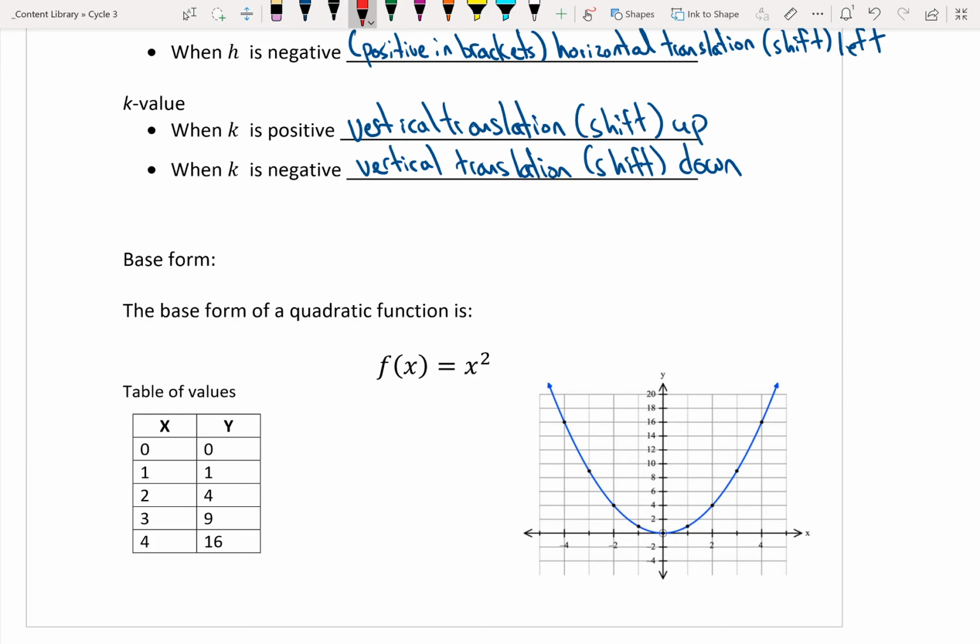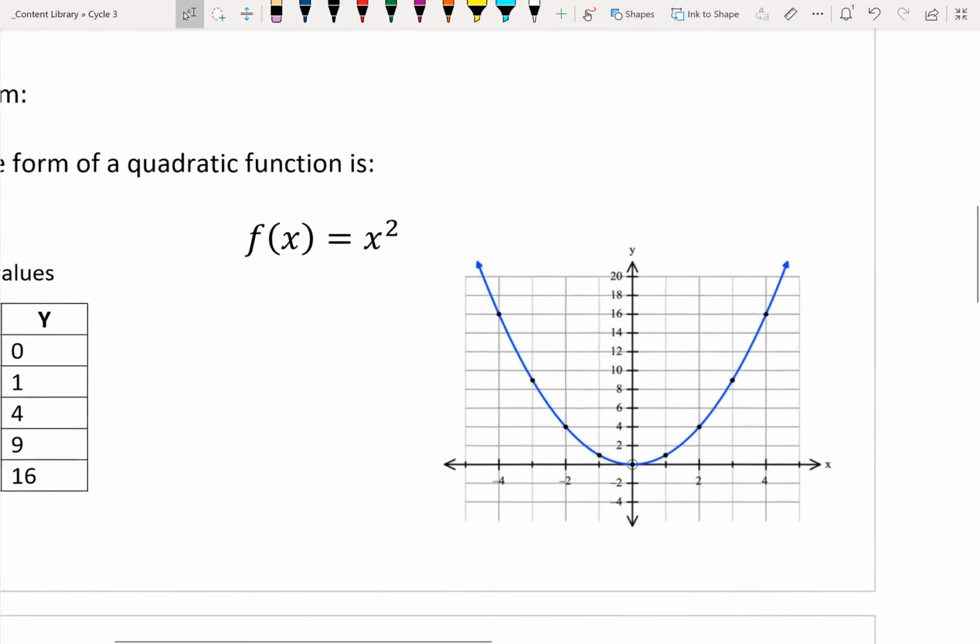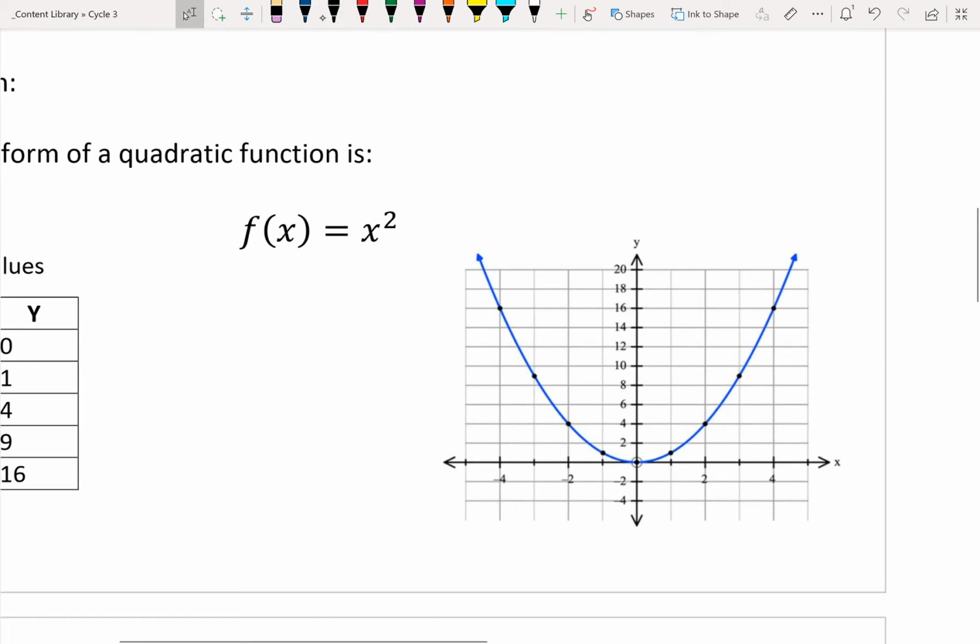I'm going to write in some of the key points that we want to know. So again, we have our key points here. We have our vertex at (0, 0). We have our first point at (1, 1). Then we have another point at (2, 4). Then (3, 9). And same thing on the other side.